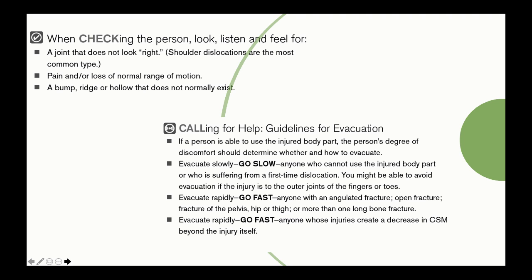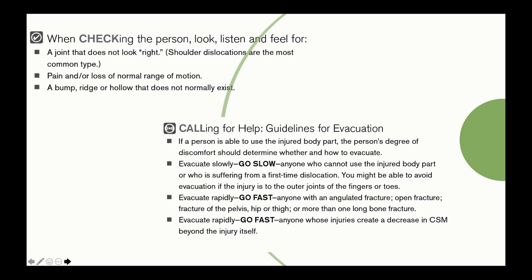Now, there is a rapid evac of anyone with an open fracture, fracture of the pelvis, hip, or thigh, or more than one long bone fracture. So let's break that down. If the person has an open fracture, meaning it has burst through the skin, it is a rapid evac. If the person has fractured their pelvis, their hips, or their thigh, right, we can call for help. That's a rapid evac. We can litter, walk them out, whatever the case may be, but we're still going to try and stabilize that hip, thigh, or pelvis.